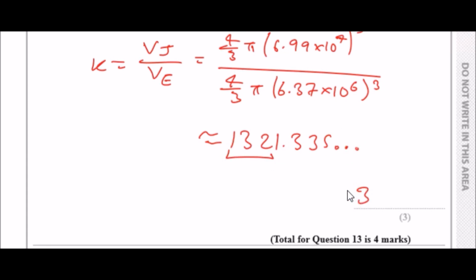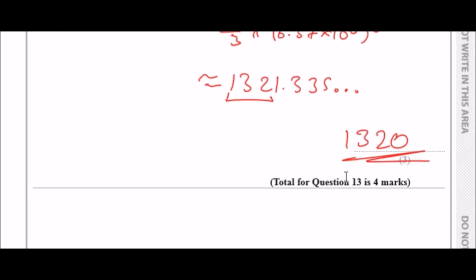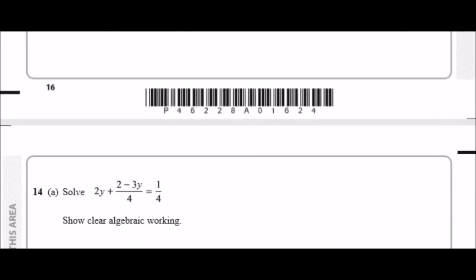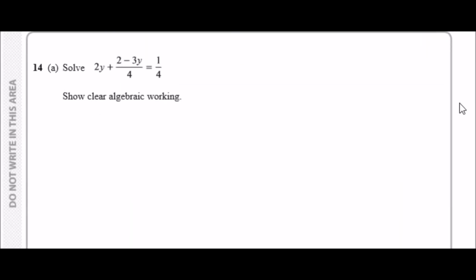So 1, 3, 2, 0. So 1,320. Whoa, that's actually massive. So you could fit 1,320 Earths into Jupiter, basically. Oh, that's a lot.